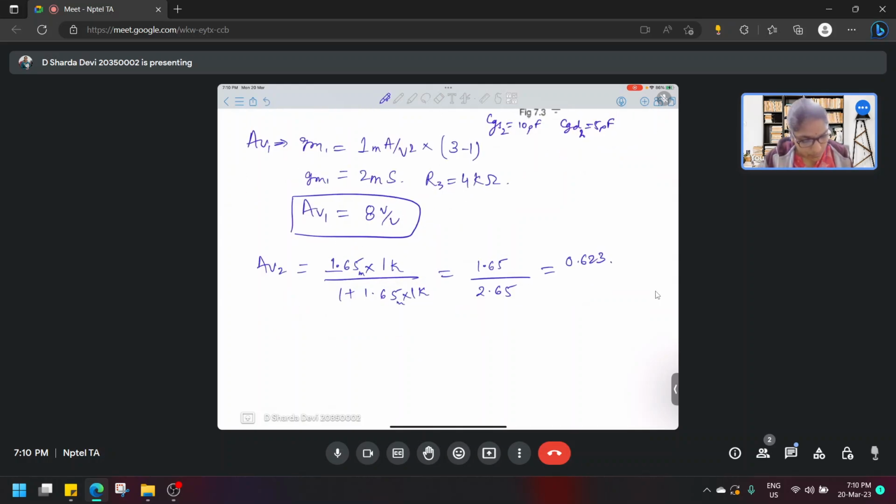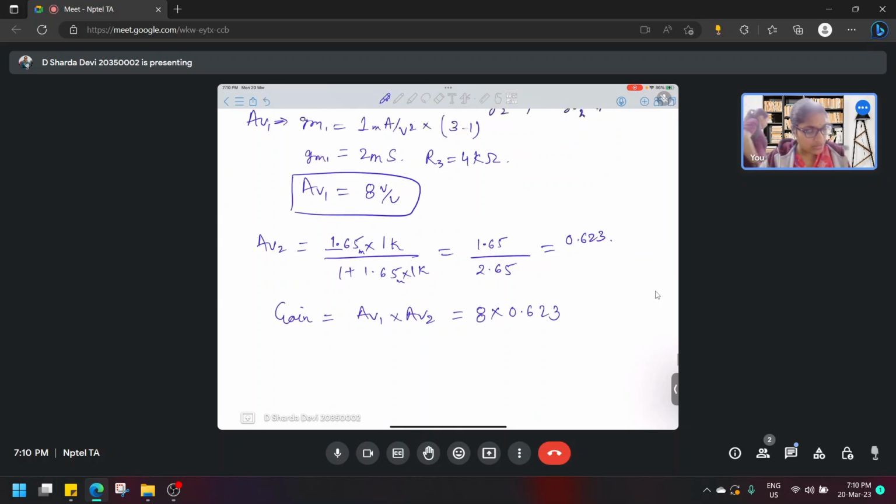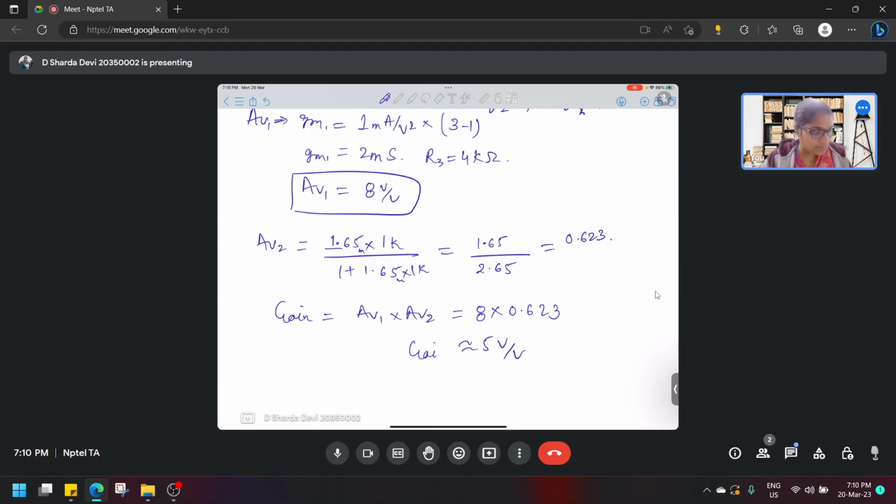So the gain will be AV1 into AV2. That is 8 into 0.623, which is around 5 volt by volt again. So the gain turns out to be 5 volt by volt.